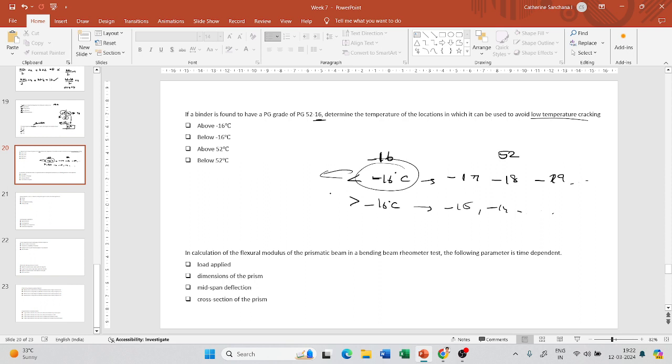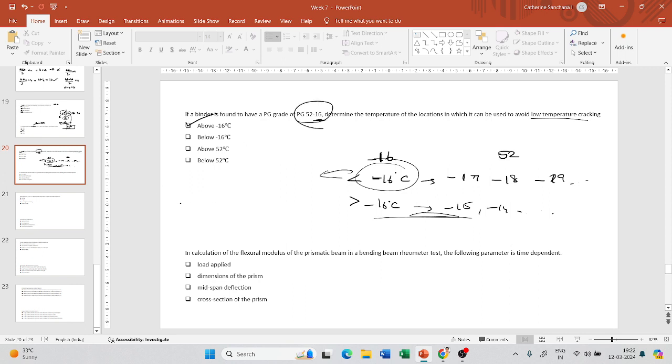So this bitumen can withstand temperatures above minus 16 degrees Celsius. Okay, only then you can prevent low temperature cracking. So it should be above minus 16 degrees Celsius. So let us talk about high temperature also while we are at this question. Determine the temperature of the locations in which this grade of bitumen can be used.